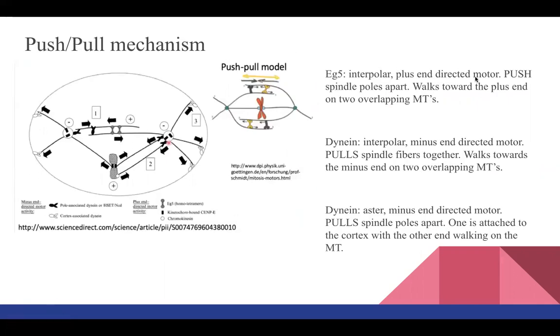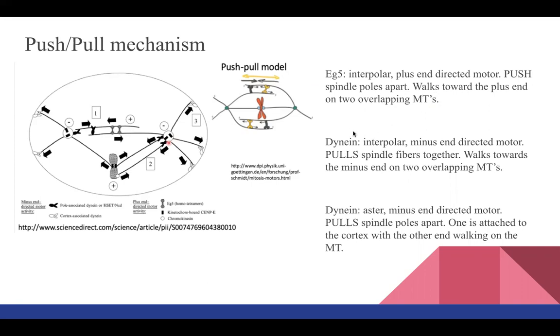So they're plus end directed motors, and what they do is they specifically will push the spindle poles apart. So if you want to look, this little gray looking thing is going to be that EG5. Here are the two overlapping microtubules, and then you have some arrows to show that they're going to be pushing away those two spindle poles to their opposite directions. So they specifically walk towards the plus ends on the two overlapping microtubules, kind of like pushing them back as they do that.